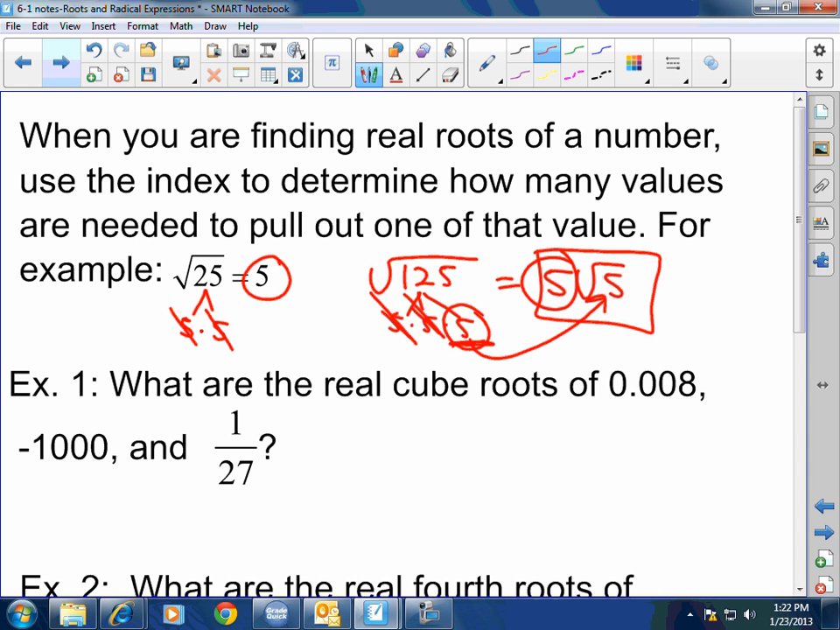Correct. If I did the cube root of 125, now that's 5 times 5 times 5. 1, 2, 3. One set of 3 comes out as one 5. This will never be negative in here, for now. Yes. Correct.